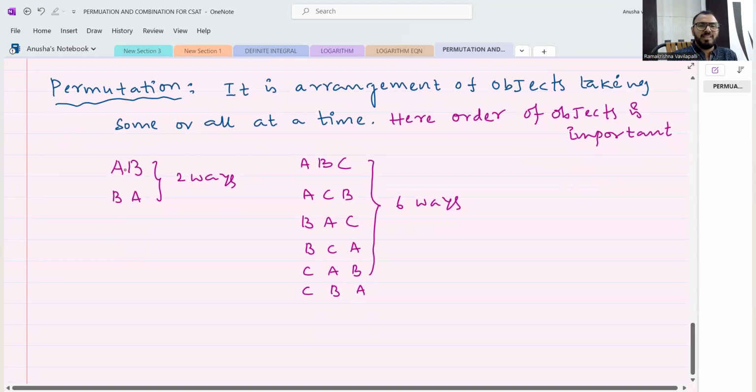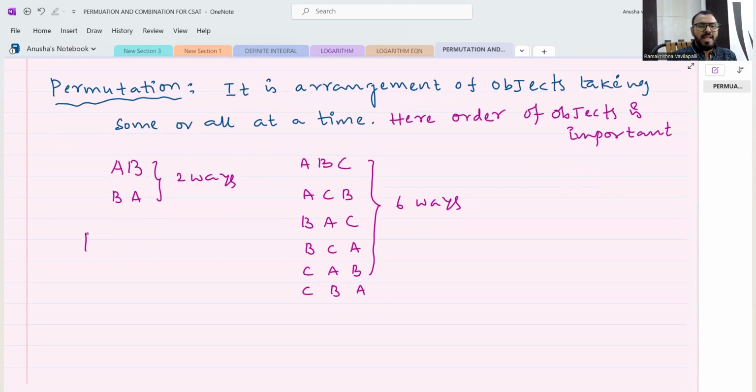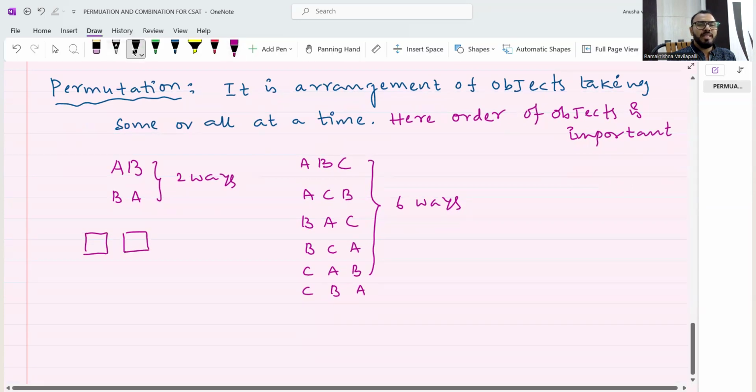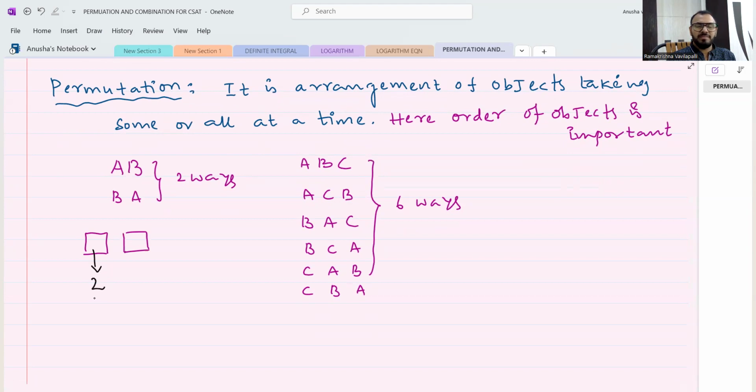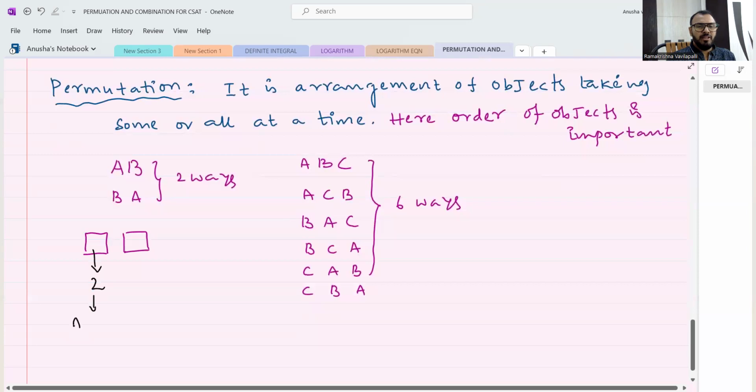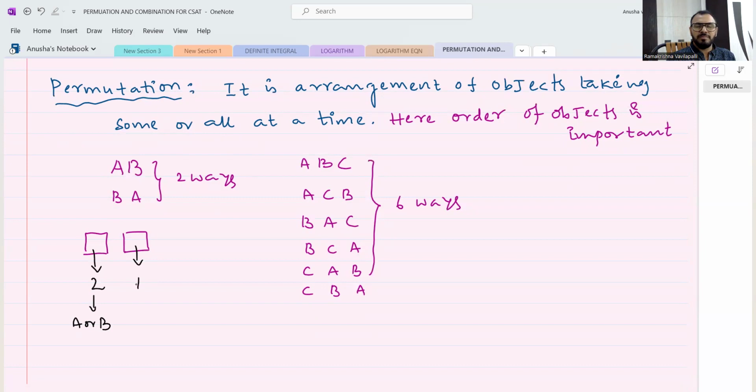Well, see, to arrange two objects, I will take two boxes. Now in the first box, I can put either A or B. There are two ways, either A or B. There is only one object left, so I can put that object in the second box.